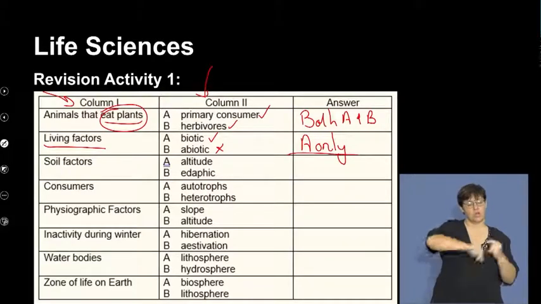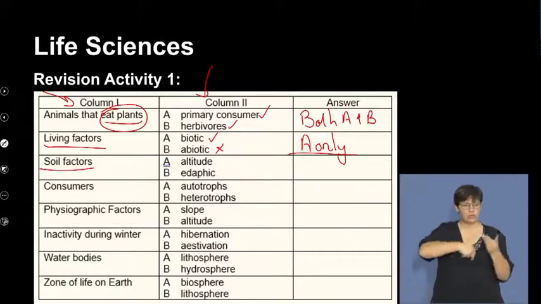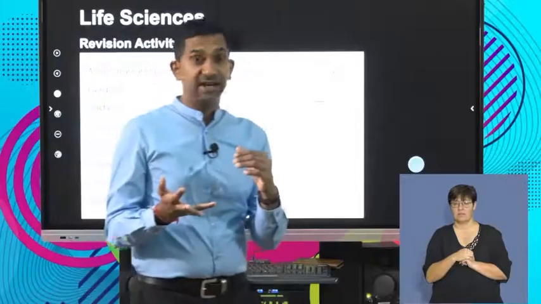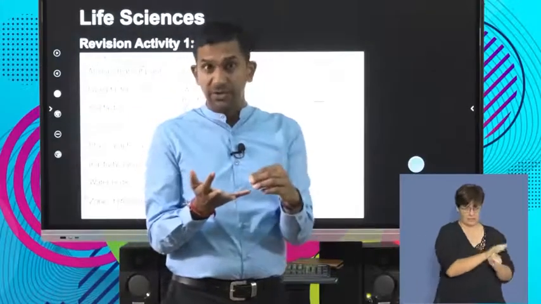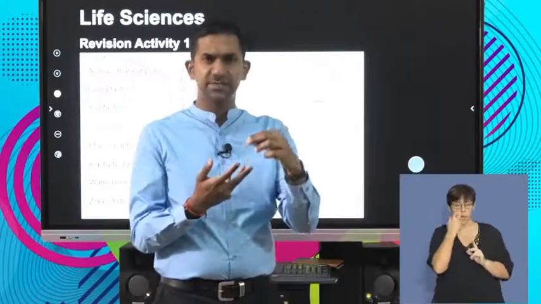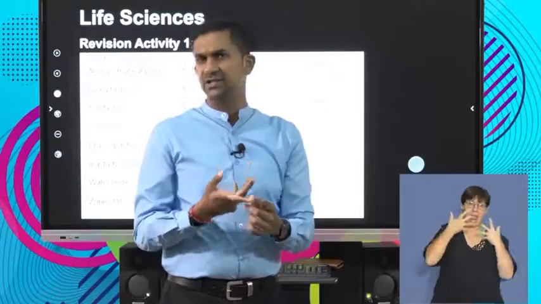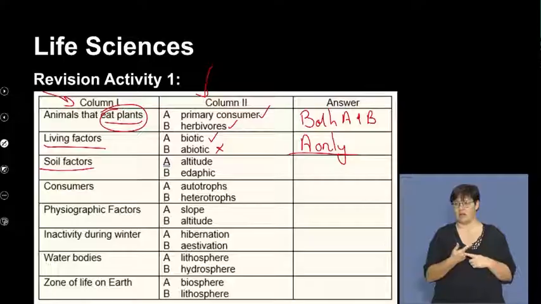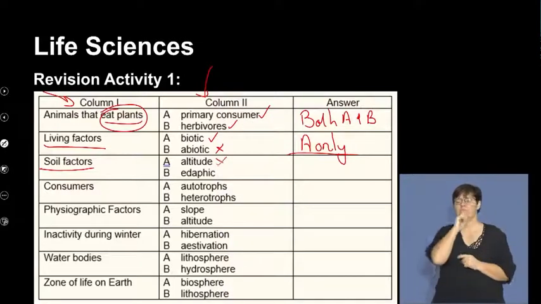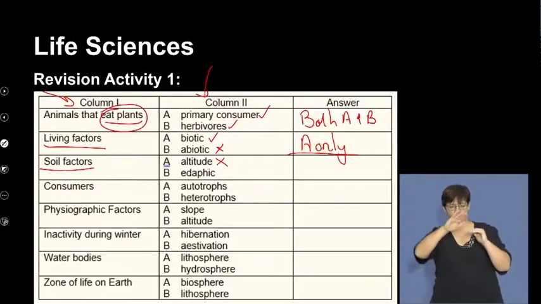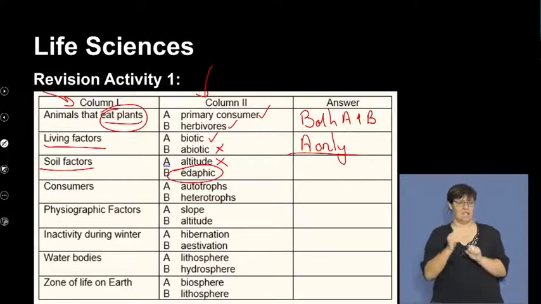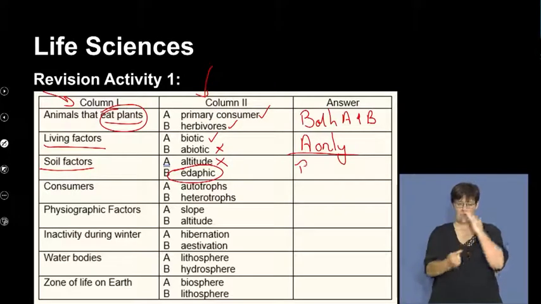The next concept is soil factors. So when we look at soil factors, again, soil factors refer to the factors that affect the soil. So this would include the pH, the humus content, water retention capacity, the air retention capacity. So again, the concept of altitude is not a soil factor. It is a factor that relates to physiographic or the layout of the land. Edaphic factors are again factors that affect the soil. So that would be B only.